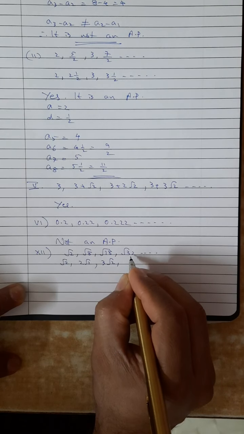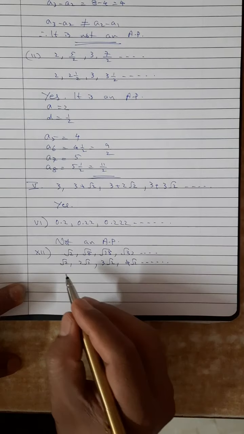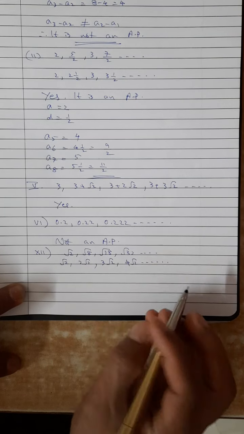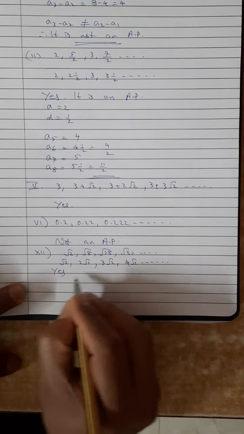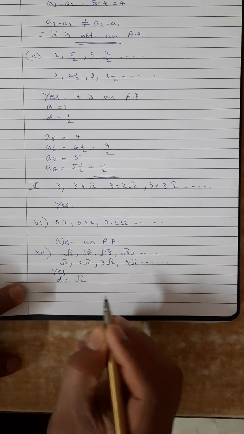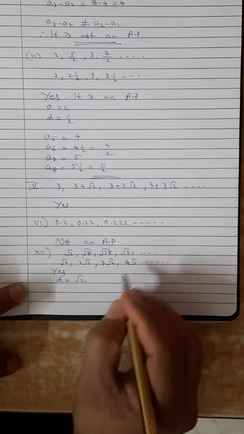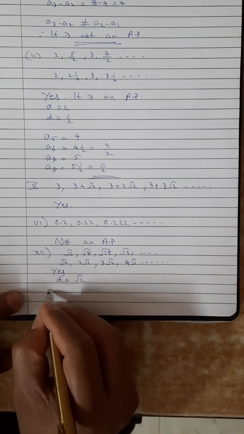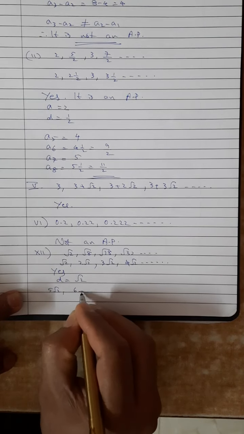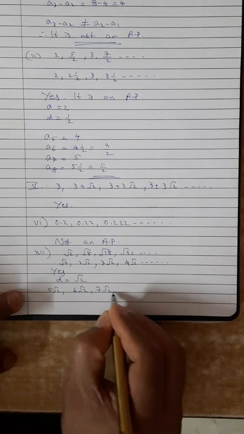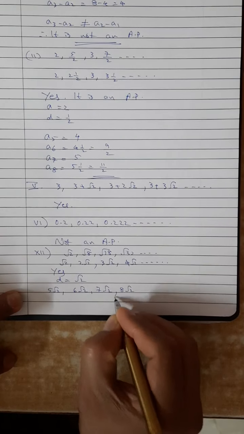So now we can simply say it is AP: root 2, 2 root 2, 3 root 2, 4 root 2, etc. Yes, common difference d is root 2. Therefore the next term we can say is 5 root 2, then 6 root 2, 7 root 2, 8 root 2, etc.